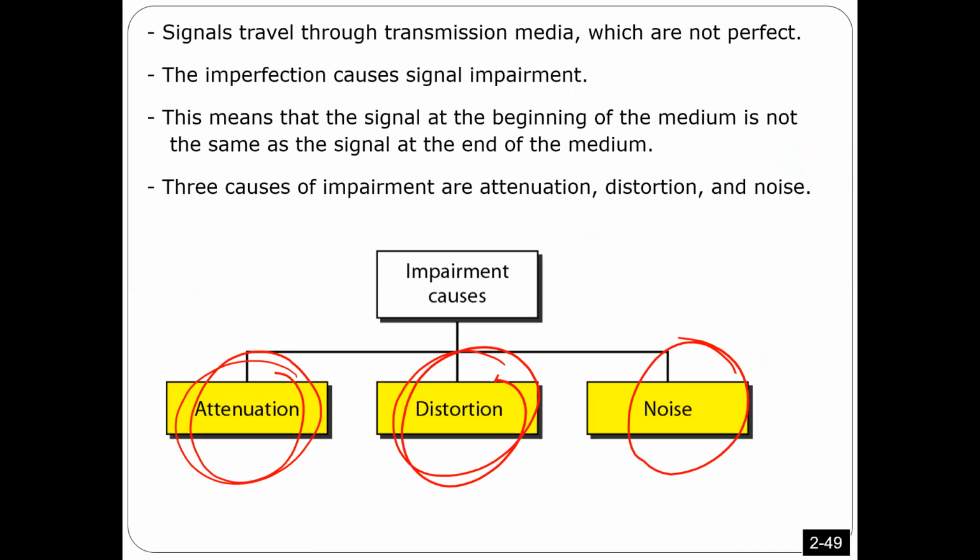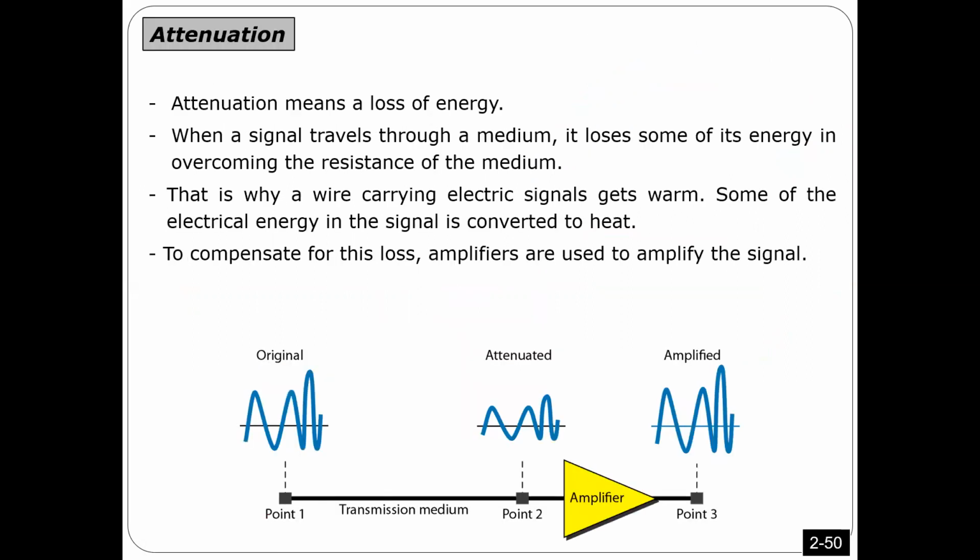The first thing I'm going to talk about is attenuation. Attenuation means if you have a cable this way, as you see here, and this is the original signal, at this point I'm going to receive a signal with the same shape, so there is no distortion. However, the signal is attenuated. It lost some energy.